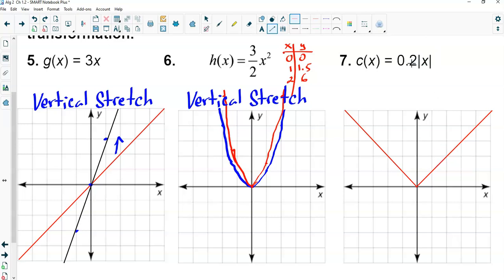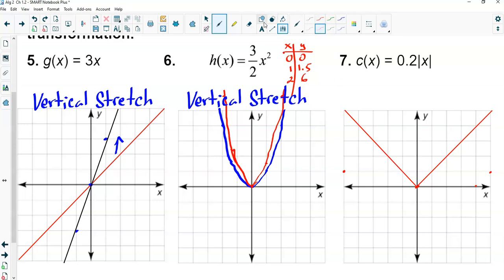Okay, so this one is 0.2 times x. So if x is 0, that means that the output would be 0. If x is 1, that would be 0.2. If x is 2, it would be 0.4. If x is 3, it would be 0.6. If x is 4, it would be 0.8. If x is 5, it would be 1.0, so it would be here. So it would also be here at -5, it will also be 1.